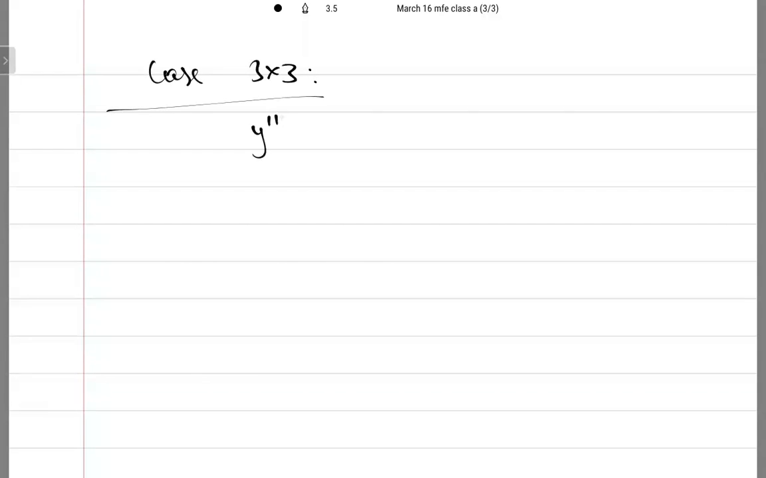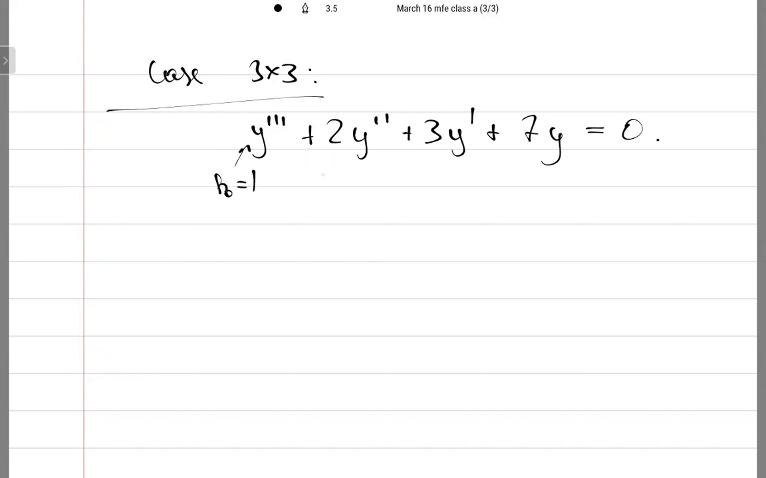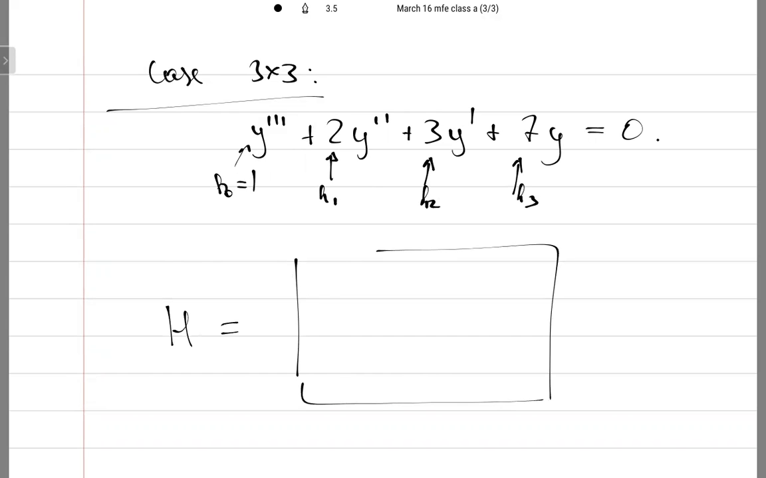Let's take the equation y''' plus 2y'' plus 3y' plus 7y equals 0. So h0 is 1, this is h1, this is h2, this is h3. Now I create a 3 by 3 Hurwitz matrix. First, I write these numbers on the diagonal: 2, 3, 7.